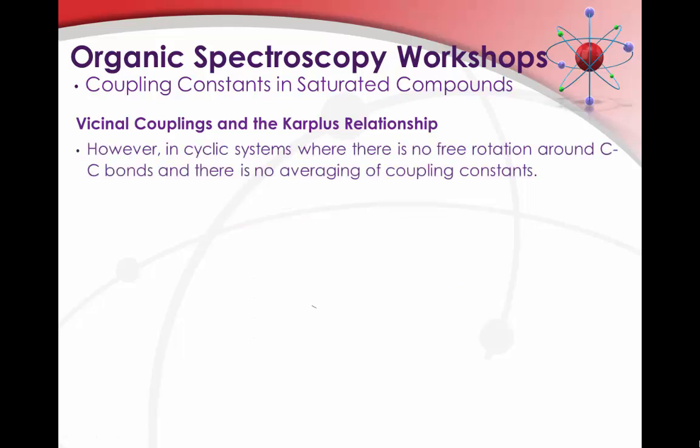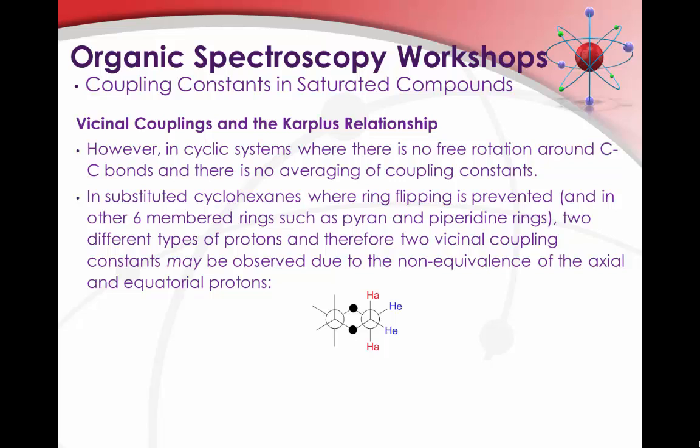In cyclic compounds, where there is no free rotation around carbon-carbon bonds, dihedral angles remain fixed, so we have a different situation. In substituted cyclohexanes where ring flipping is prevented, for example, there are two different types of proton and therefore two vicinal coupling constants may be observed due to the non-equivalence of the axial and equatorial protons.